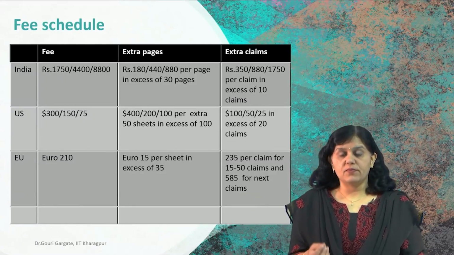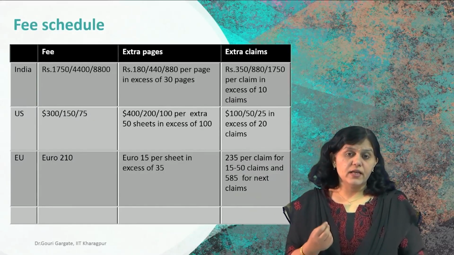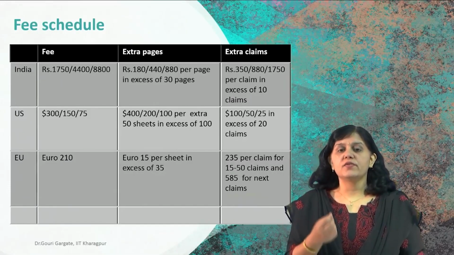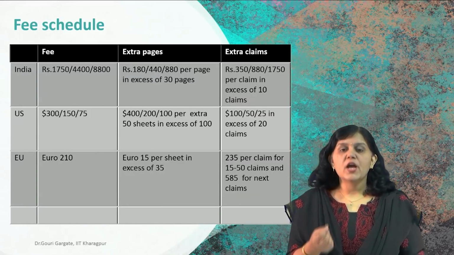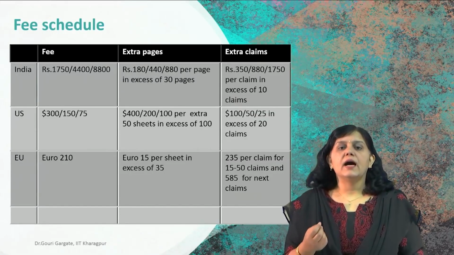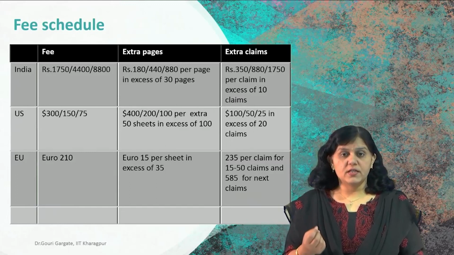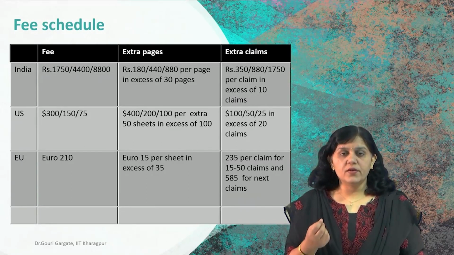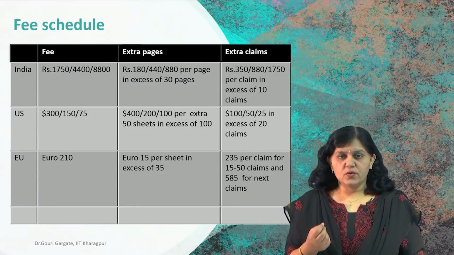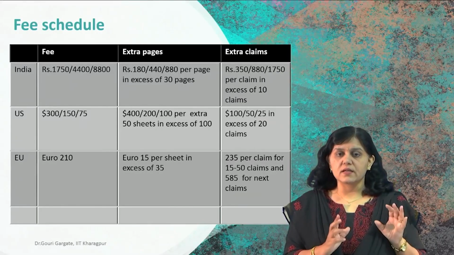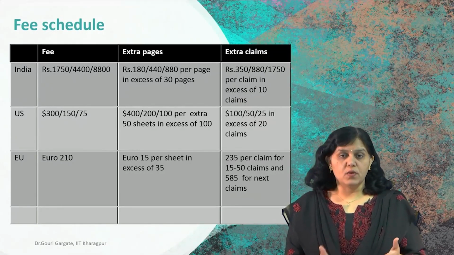Beyond 10 claims, every extra claim will cost: if you are an individual, you have to give 350 rupees. If you are an MSME, you have to give 880 rupees, and if you are a corporate, you have to give 1750 rupees per claim. So, when you are drafting a patent, you can think about all this, that is, the number of pages and number of claims.